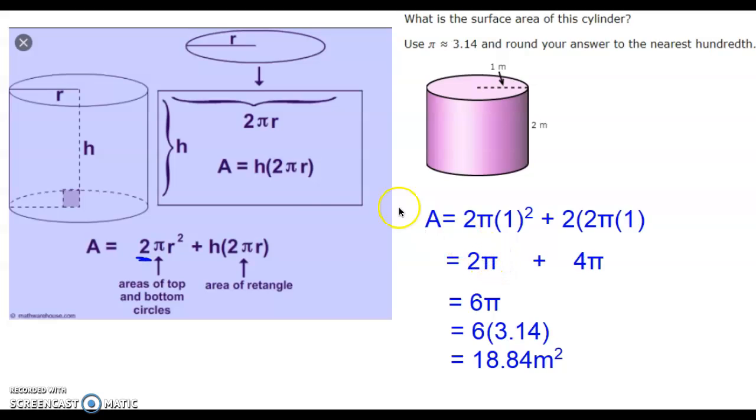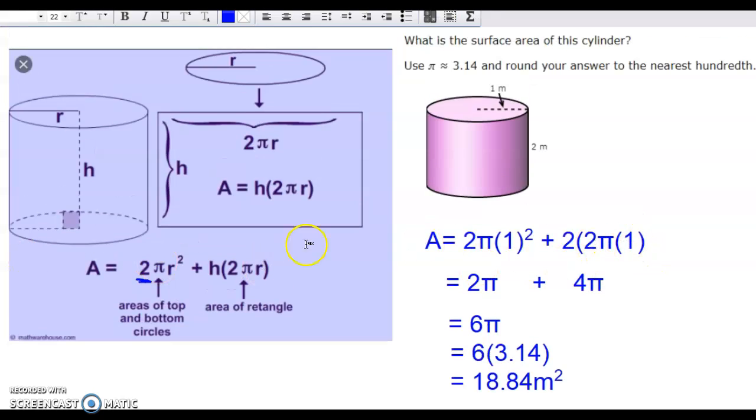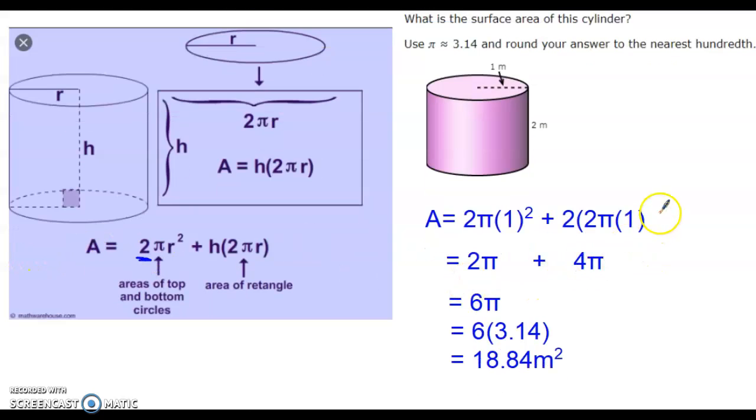Great. Now we have the rectangle part of our formula. My height is 2. And then we have 2 pi r. 2 times the radius. And you know what, folks? I actually need another parenthesis there. Sorry about that. There you go. I'll make the orange parentheses match.